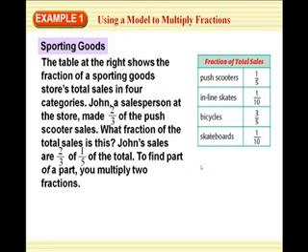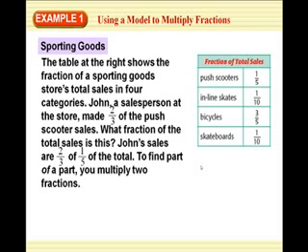So example 1, using a model to multiply fractions, and we'll look at the model, but you don't have to do them. They do get a little bit confusing. The table at the right shows the fractions of sporting goods stores' total sales in 4 categories. John, a salesperson at the store, made 2/3 of the push scooter sales. What fraction of the total sales is this? John's sales are 2/3 of 1/5 of the total.